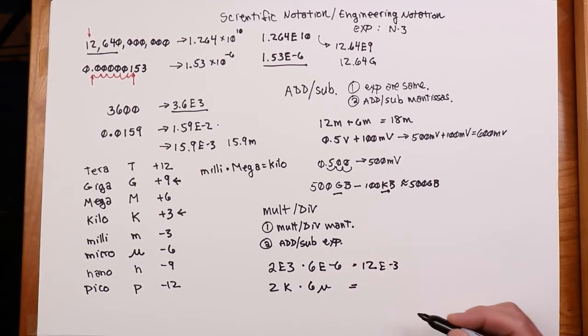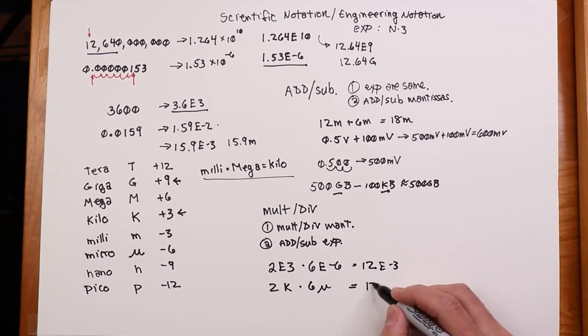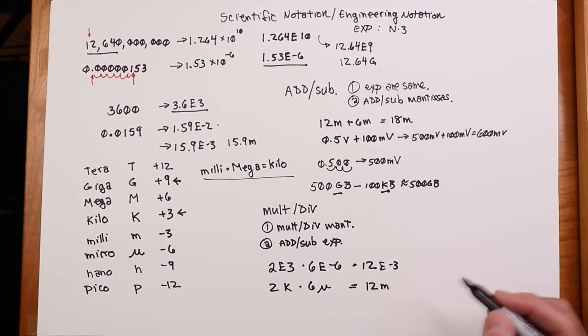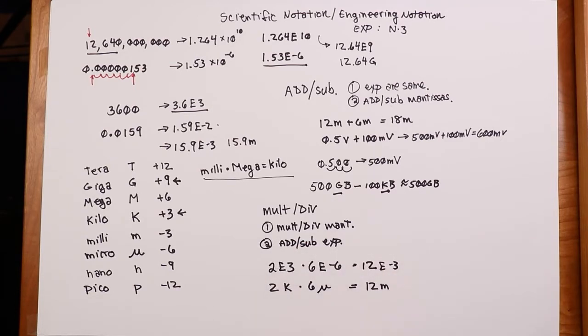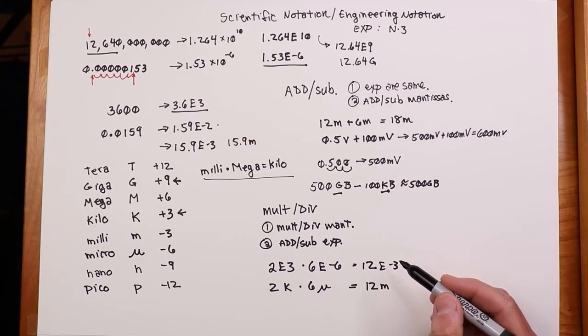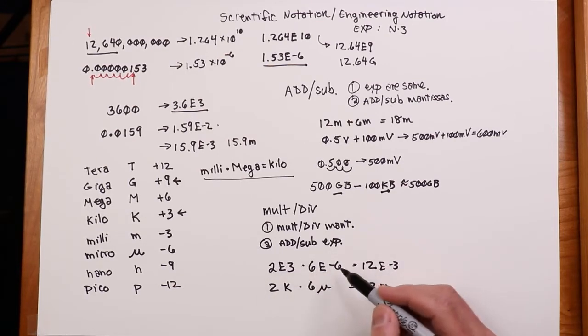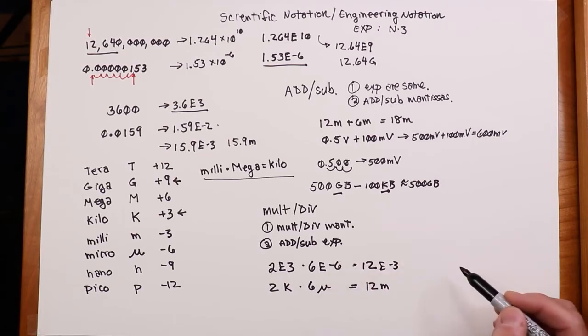K's times micros, just like I was saying before, eventually you sort of learn these things. That's going to get you millis. So it's going to be 12 milli whatever. In this case, if that was ohms and that was amps, this would be 12 millivolts. But that's the way it works. So if I was going to divide, if I said it was 2 divided by 6e minus 6, then it would be 2 over 6, right? 1/3, and then it would be e3 minus a minus 6.